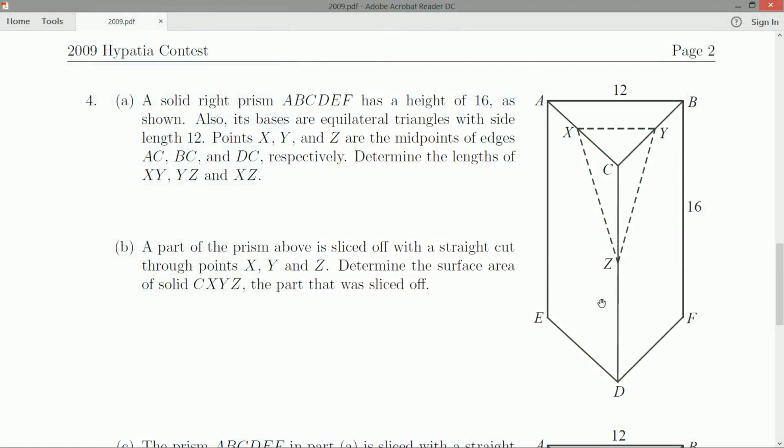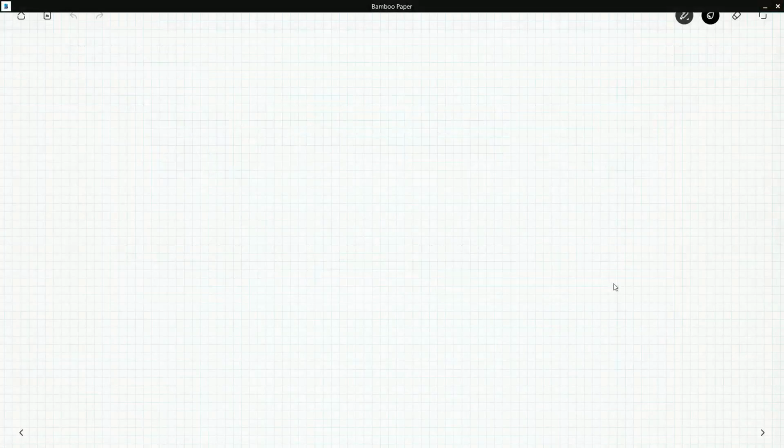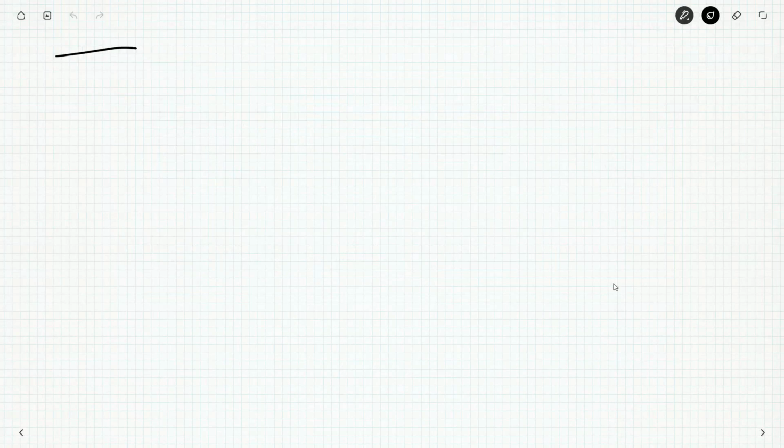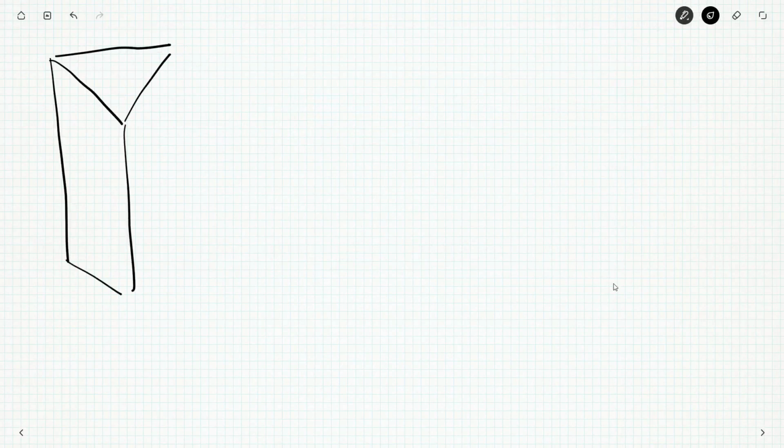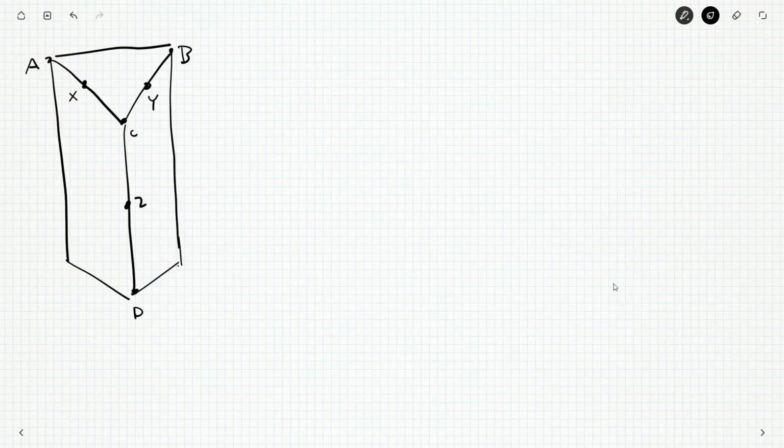We just want to figure out lengths XY, YZ, and XZ. All right, well, let's draw a picture here. So we've got an equilateral triangle on top, and X, Y, and Z, we were told that these are midpoints. So now midpoints here, we got C, and then I think it was X, Y, and Z here, and D, and this one would have to be A, and this one over here is B. Okay, so we want lengths XY, YZ, and ZX.